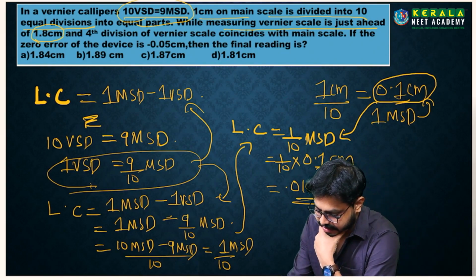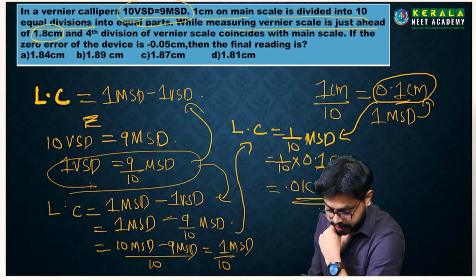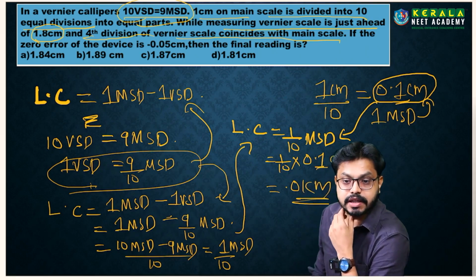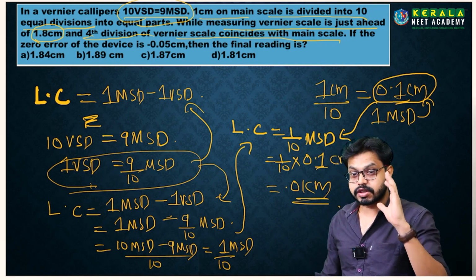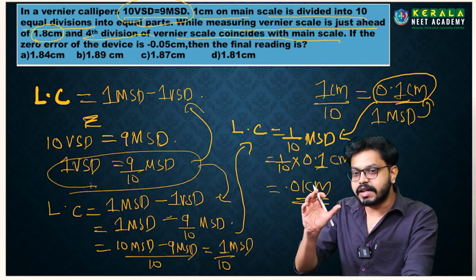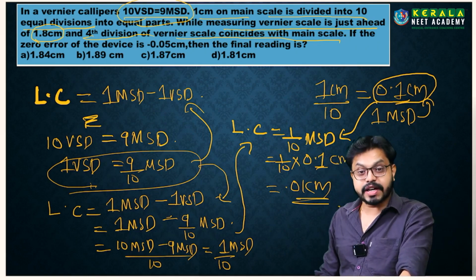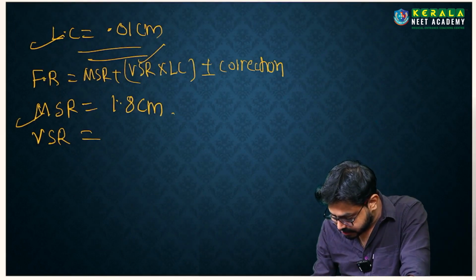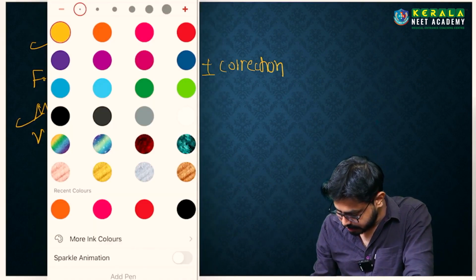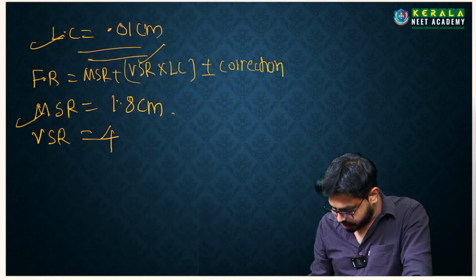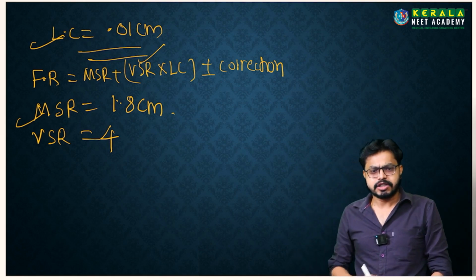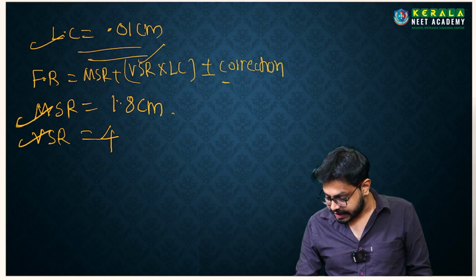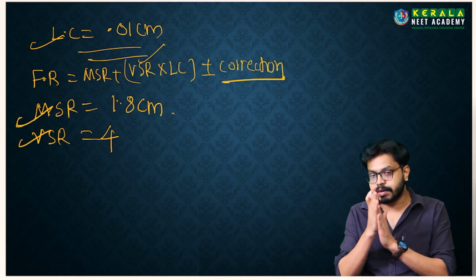While measuring the vernier scale, it is just ahead of 1.8 centimeter. The fourth division of vernier scale coincides with the main scale. Then what is the vernier scale reading? That is the coinciding reading. So it is nothing but 4, because the fourth division coincides with the main scale. So, all points we got: least count, MSR, VSR. Next, the correction.